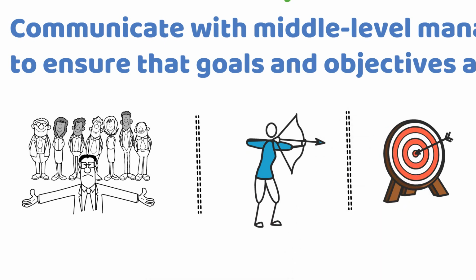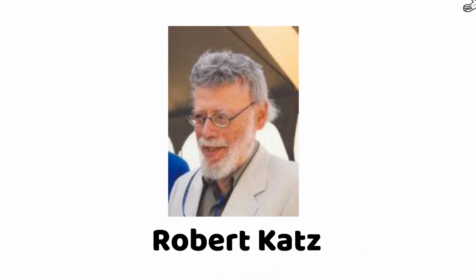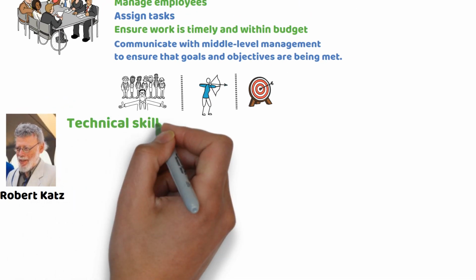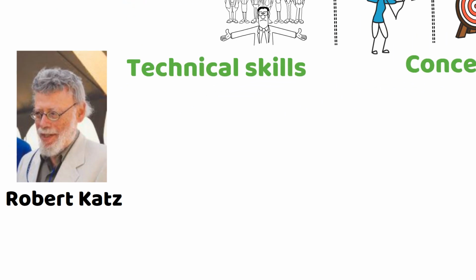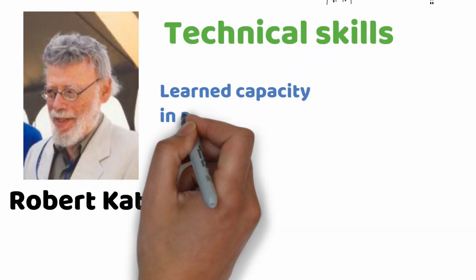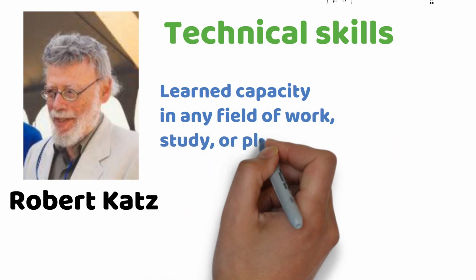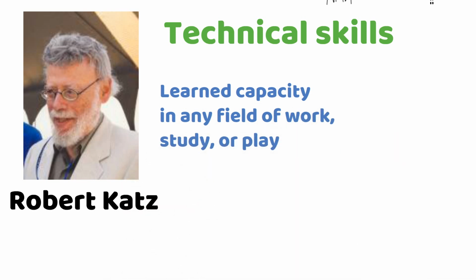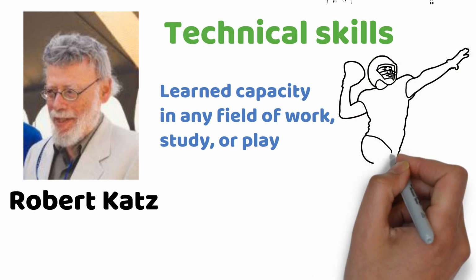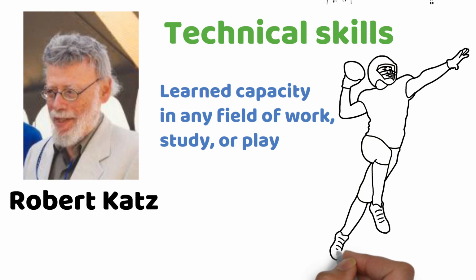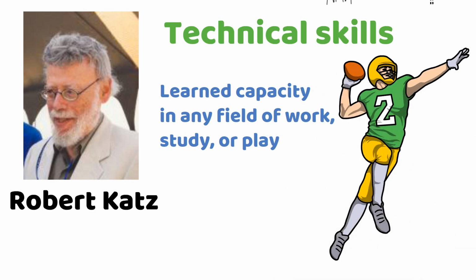According to Robert Katz's 3-skill approach to management, 3 essential skills are needed at different management levels: technical, human, and conceptual skills. A technical skill is a learned capacity in any field of work, study, or play. For example, the quarterback of a football team must know how to plant his feet and position his arm for accuracy and distance, both technical skills.